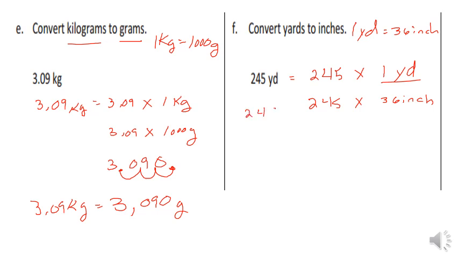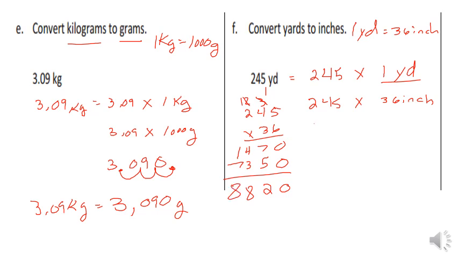So 245 times 36. 6 times 5 is 30. 6 times 4 is 24, and 3 is 27. 6 times 2 is 12, and 2 is 14. Now I'm going to multiply 30 times 245. So I'm going to put my 0 placeholder. 3 times 5 is 15, carry the 1. 3 times 4 is 12, and 1 is 13, carry the 1. And 3 times 2 is 6, and 1 is 7. Add them up: 0, 2, 8, and 8.